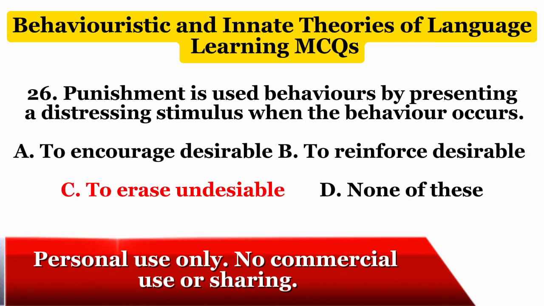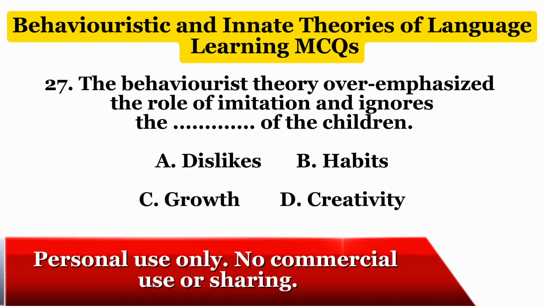Right option is C. Punishment is used to erase undesirable behaviors by presenting a distressing stimulus when the behavior occurs. The behaviorist theory overemphasizes the role of imitation and ignores the dislikes, habits, growth, creativity. Right option is D. The behaviorist theory overemphasizes the role of imitation and ignores the creativity of the children.